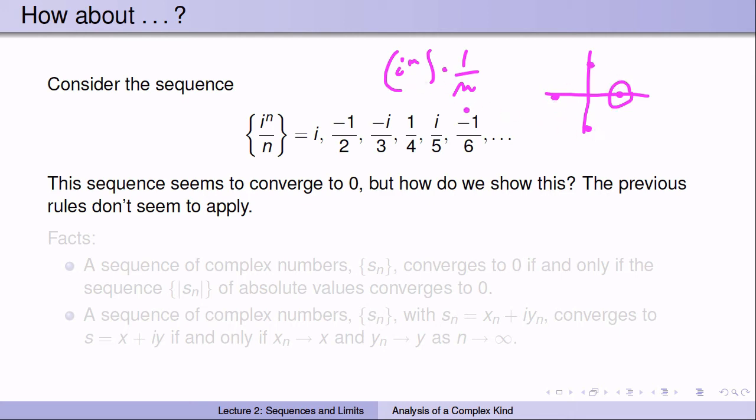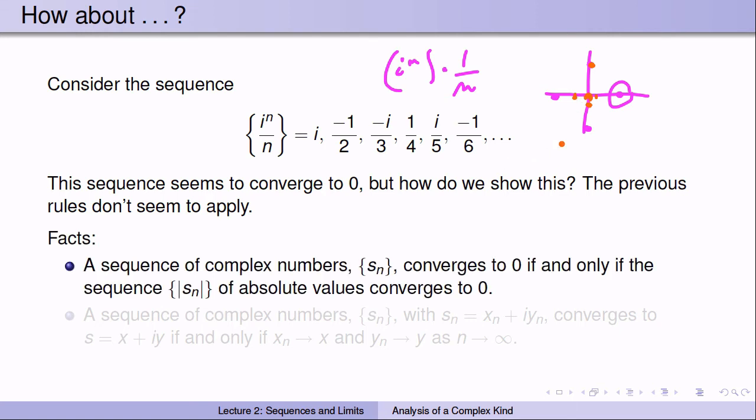So how do we treat this product? The sequence, it was our impression, converges to 0. Because we start at i, then we have minus 1 half, minus i over 3, 1 fourth, and so forth. The sequence seems to spiral itself towards 0. So it seems to converge to 0, but how do we show that?